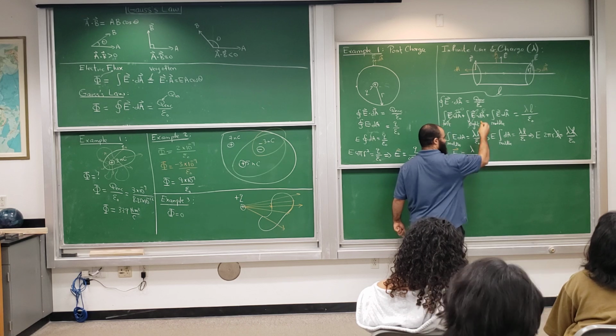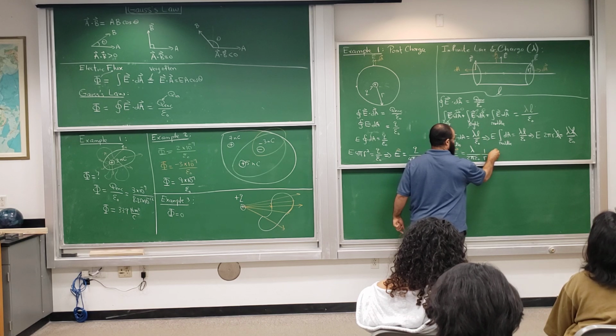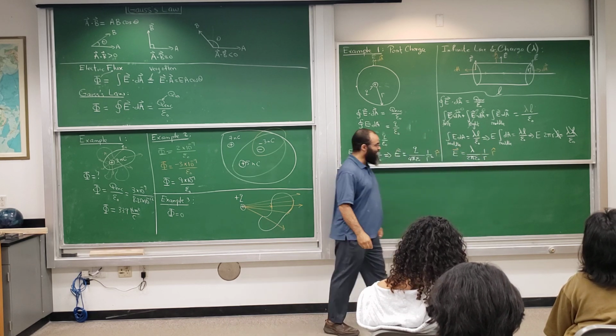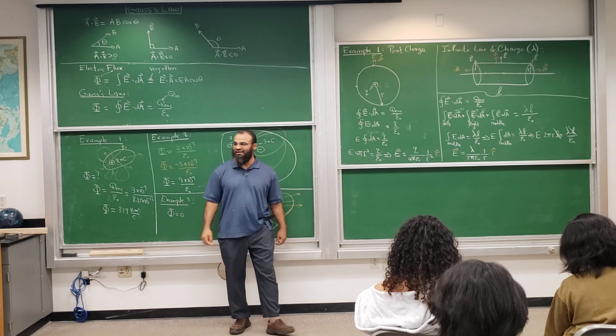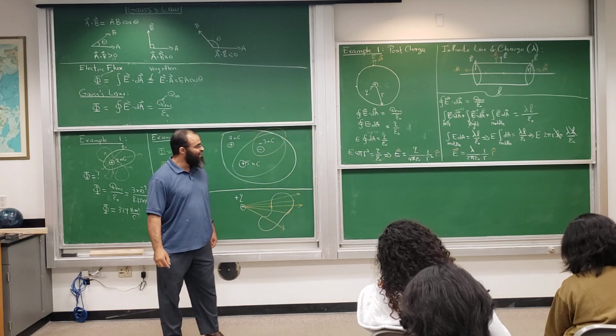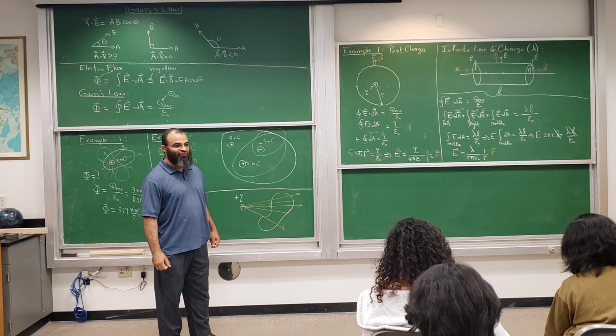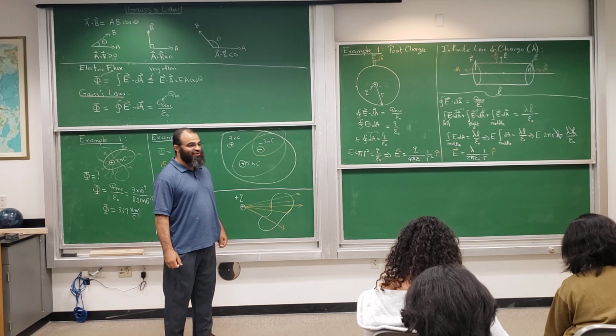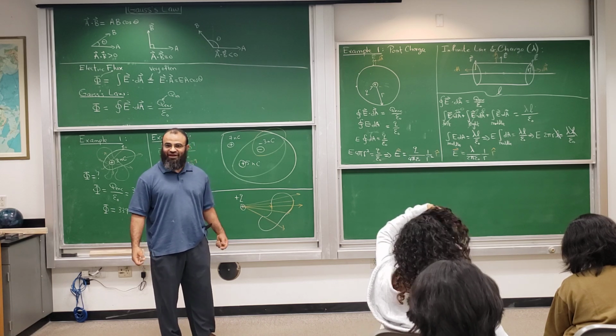J hat will just say upward. R hat, radially outward. So that's the electric field for an infinite line. You remember this equation? Yes. We got this last weekend.